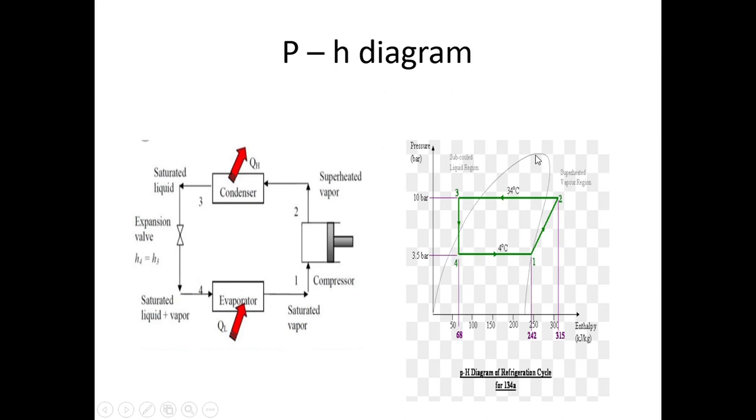So this is the critical point. This side is the vapor side, this side is the liquid side, this side is the superheated side, and inside this curve is the wet vapor region. So after expansion, the refrigerant is in the wet vapor region. After expansion, this is point 4. Then we have 4-1. 4-1 means evaporation. So the liquid refrigerant is vaporized to the saturated condition. So that is the pH diagram.